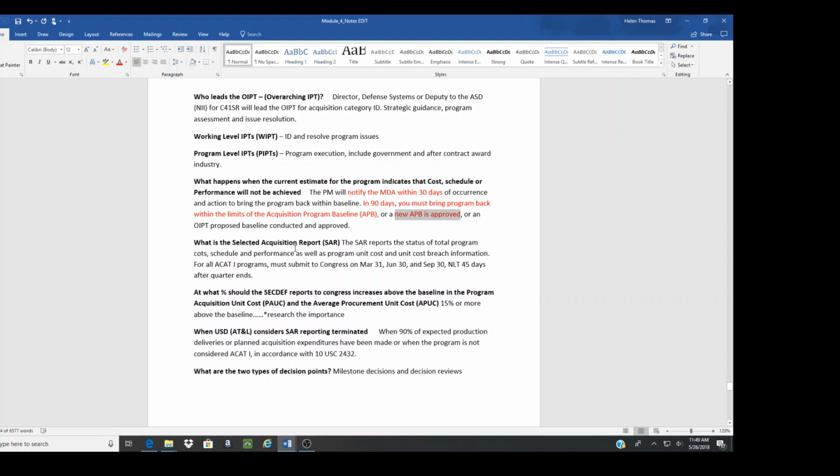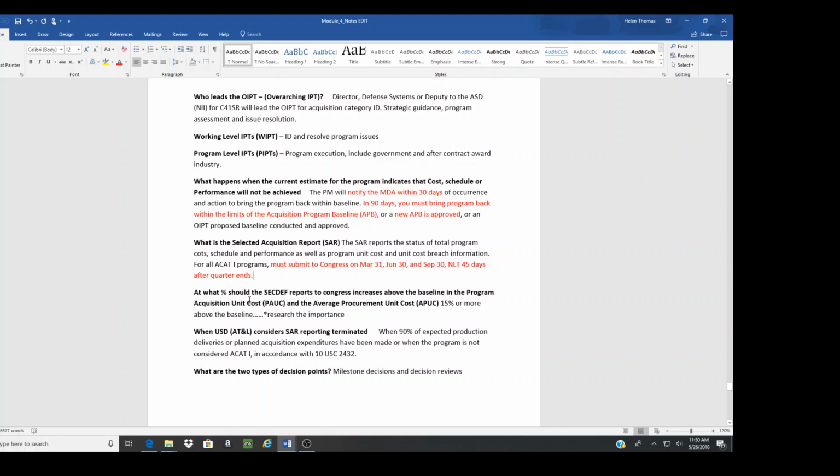What is the Selected Acquisition Report? The SAR reports the status of the total program cost, schedule, and performance, as well as program unit cost, for all acquisition category 1 programs. It must be submitted to Congress. Let's highlight that: in March, June, and September, no later than 45 days after the quarter ends. SAR, Selected Acquisition Report.